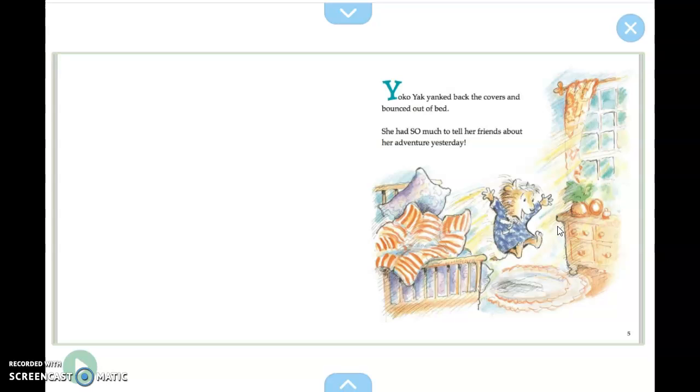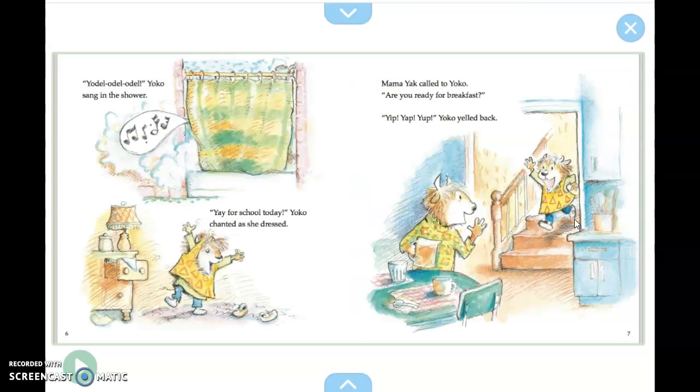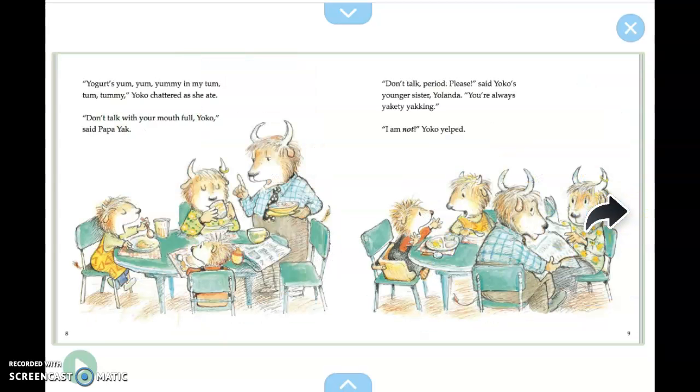Yoko Yak yanked back the covers and bounced out of bed. She had so much to tell her friends about her adventure yesterday. Yodel-odel-odel, Yoko sang in the shower. Yay for school today, Yoko chanted as she got dressed. Mama Yak called to Yoko. Are you ready for breakfast? Yip, yep, yep, Yoko yelled back. Yogurt's yum, yum, yummy in my tummy, Yoko chattered as she ate.